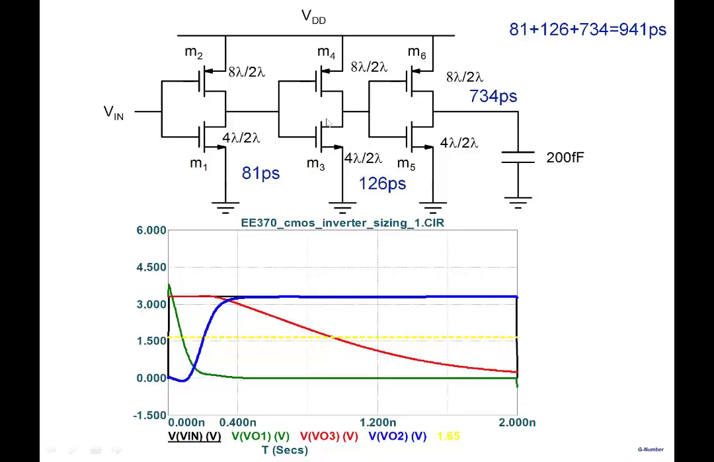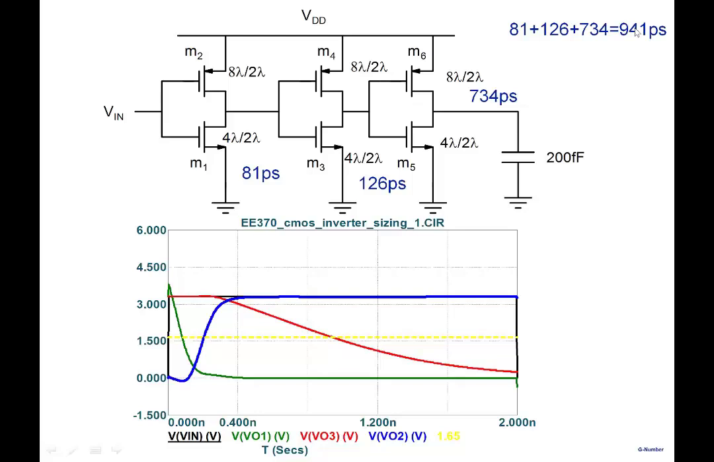Why is the delay of this particular inverter higher than this? The second inverter, why is the delay higher than this? Because it's being driven by a signal which has a rise time and fall time, as compared to an abrupt signal here. So 81, 126, 734. So the overall delay from here to here is very large, 941 picosecond.